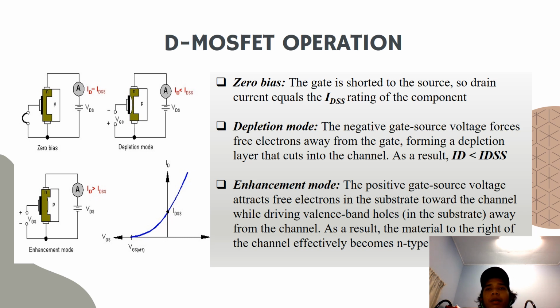Enhancement mode. The positive gate source voltage attracts free electrons in the substrate toward the channel while driving valence band holes in the substrate away from the channel. As a result, the material to the right of the channel effectively becomes N-type material.